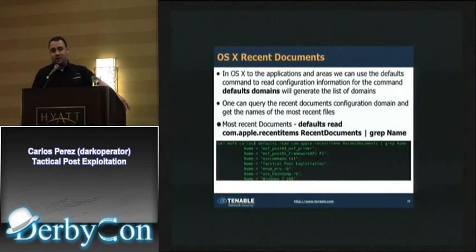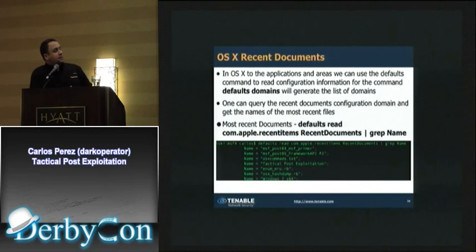One of the things I like is getting the list of recent documents. I had to trim mine. I did not want to embarrass myself when I was doing it on my machine. On an OS X box, the information you can gather is organized in domains. So one of the things you can do is run defaults domains, and it will tell you all of the different parameters, including applications that you can query and get information from for that system.